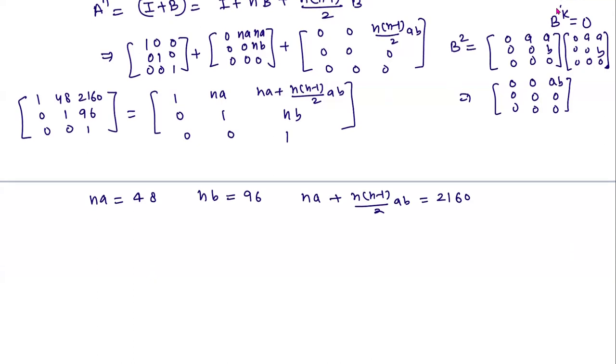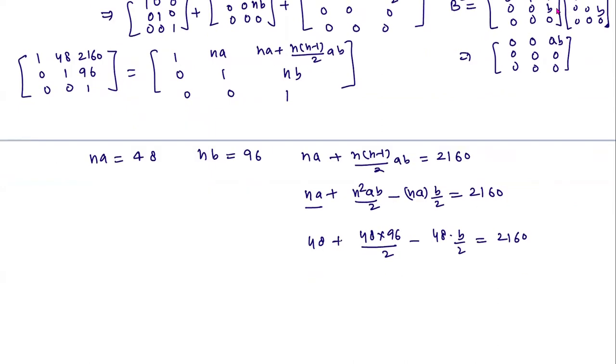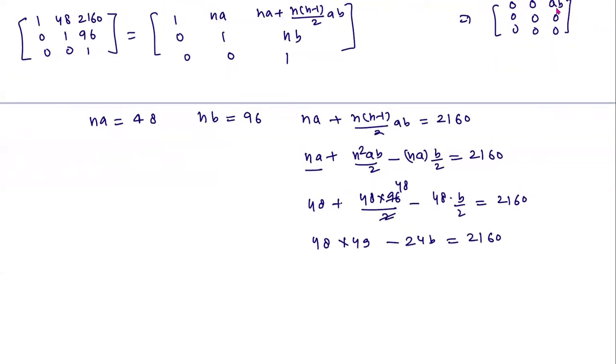Now we find, check smartly. NA plus N square AB by 2 minus NA into B by 2, that is 2160. What is NA? 48. What is N square AB? That is NA into NB, no? Yes, sir. What is NA into NB? 48 into 96 by 2. Now, what is NA? 48 into B by 2. Can we find B? Yes, sir. That's how we do the calculation. So we have 48 into 49 minus 24 B, that is 2160. What is 48 into 49? Then find B and tell me.